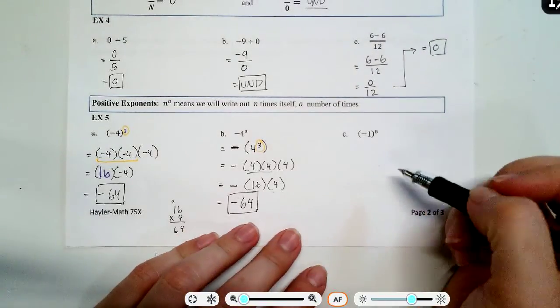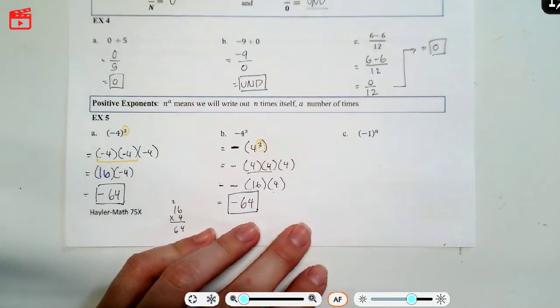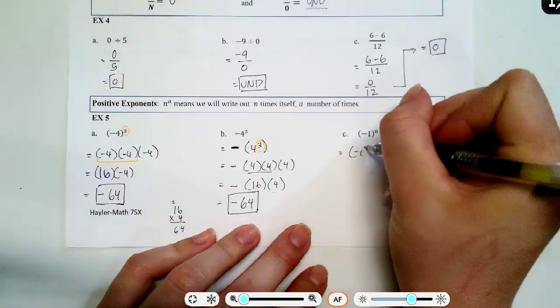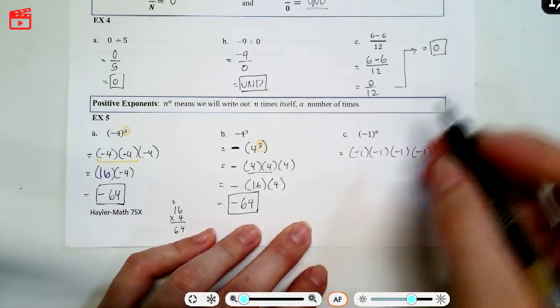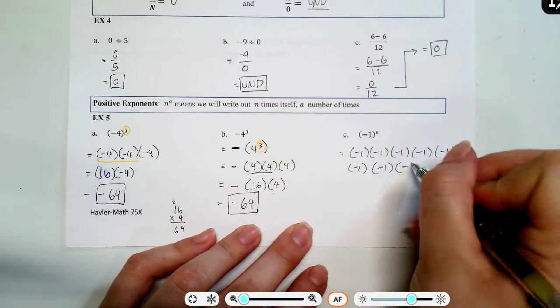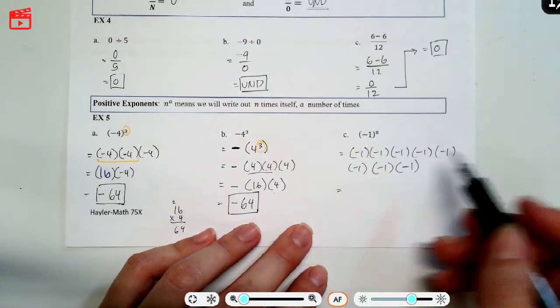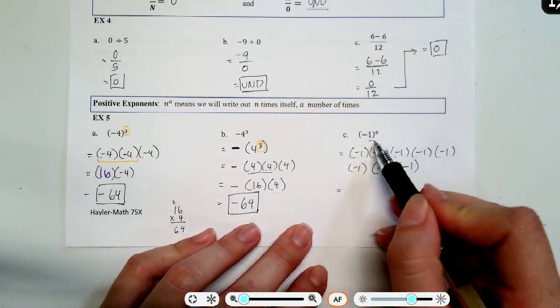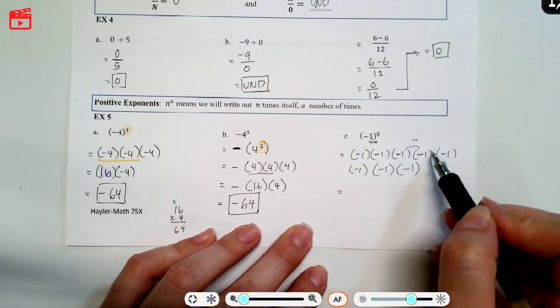All right, let's look at C. Negative 1 to the 8th power. Ooh, that's interesting. So this is saying negative 1 times negative 1 times negative 1. Gosh, how many negative 1s are we going to have to write here? Running out of room. 1, 2, 3, 4, 5, 6, 7, 8. Whew. So then negative times negative is a positive, times another negative is a positive, times a... Oh my gosh, there's so many positives.